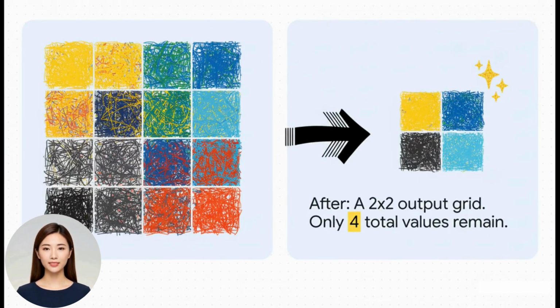And look at the result. This shows the transformation perfectly. On the left, we've got our original 4x4 grid, and after running our little max pooling operation over it, we're left with this tiny 2x2 grid on the right. We've taken 16 numbers and condensed them down to just 4.